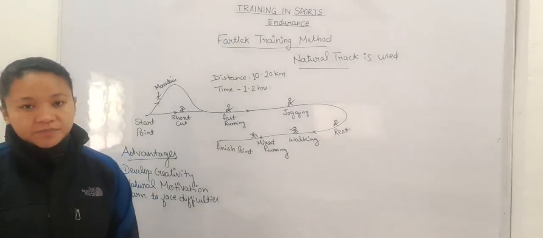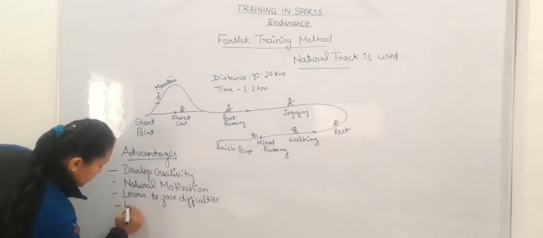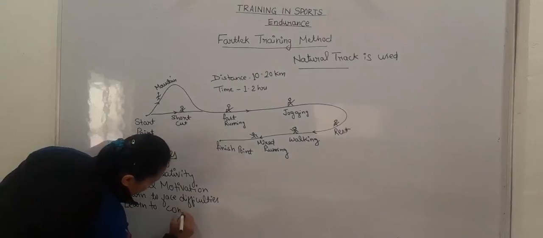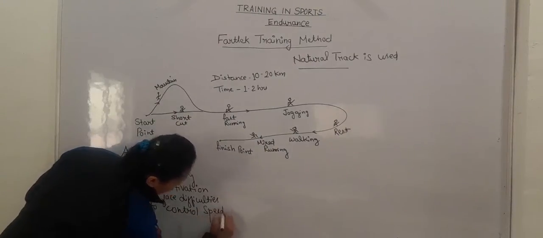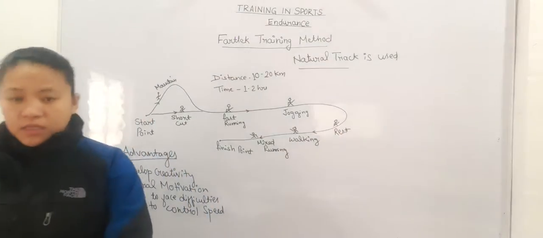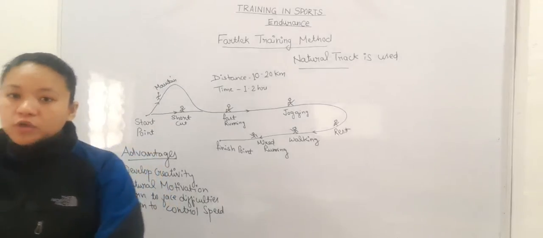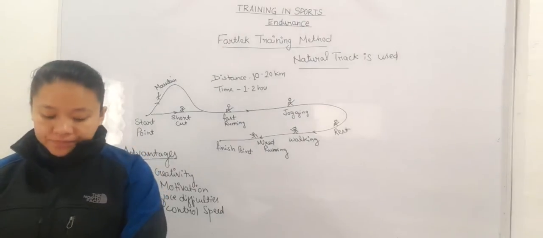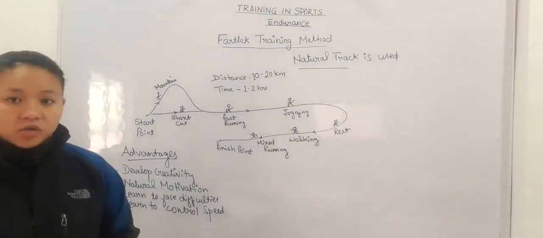The athletes learn how to control his speed. Okay, because the athlete is free to use his own speed. Therefore, the athletes learn how to control his speed, which is very important for long distance running. And the art of self learning is experienced as there is a lot of variation.